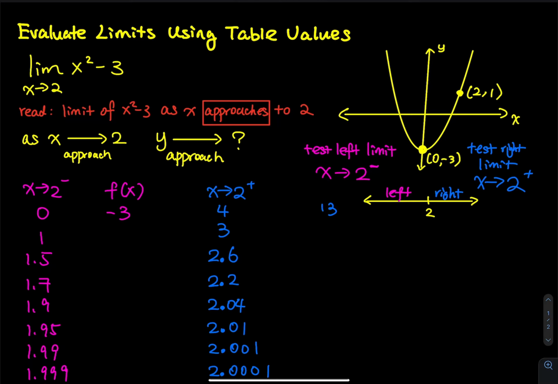So x squared minus 3 is a parabola. The minus 3 means you shift the vertex from (0, 0) to (0, negative 3), which is 3 units down. So we have the parabola right over there.